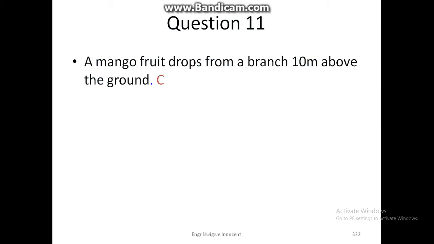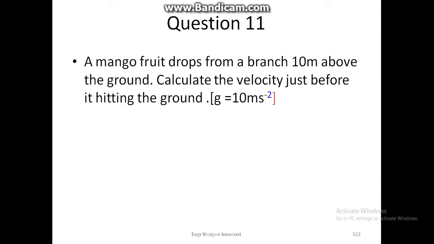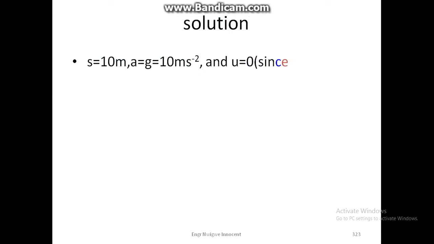Question 11. A mango fruit dropped from a branch 10 meters above the ground. Calculate the velocity just before it hits the ground, taking acceleration due to gravity to be 10 meters per second squared. Solution. S, this is the distance, is equal to 10 meters. Acceleration due to gravity g is equal to 10 meters per second squared. And the initial velocity, which is u, is equal to 0.